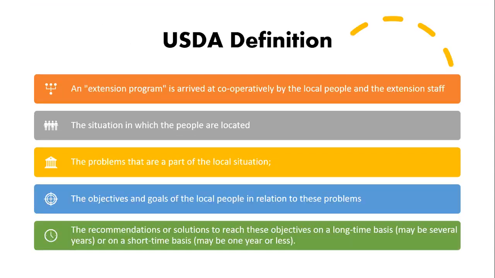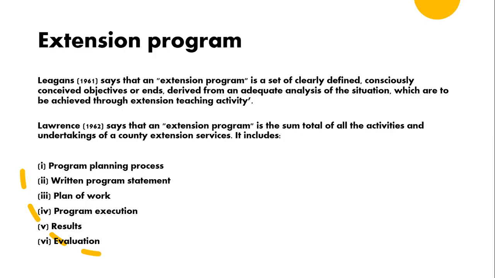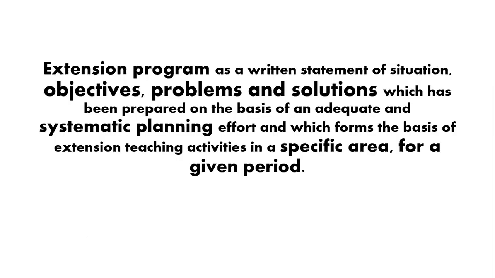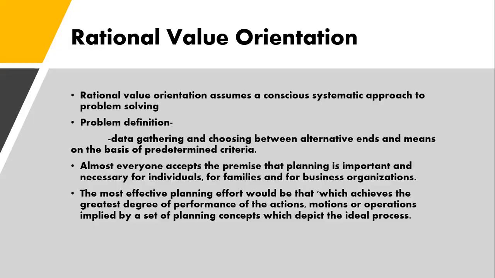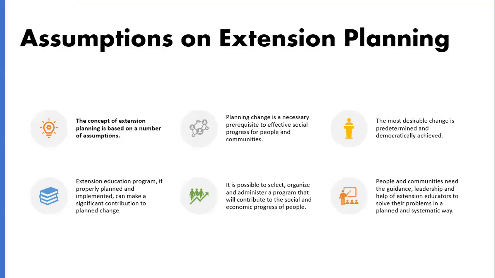The word program has a lot of synonyms, so there are a lot of definitions. These are the definitions, right? I have taken 2-3 definitions, and the elements are there: program planning process, written program statements, and the plan of work, execution, results, and evaluation. This is how we simply define it in our own words: objectives, problems, and solutions, and a systematic planning area and time period. And the rationale is the problem solving approach, right? A systematic problem solving approach, and then we know what is meant by the problem.